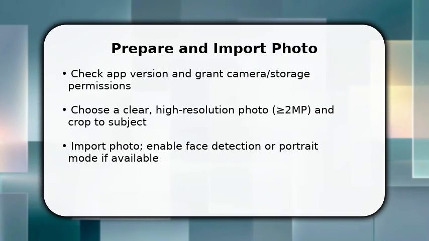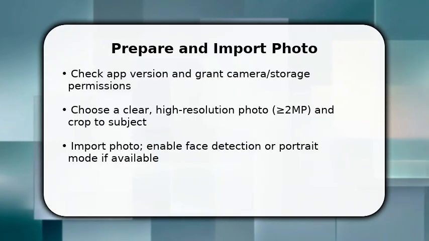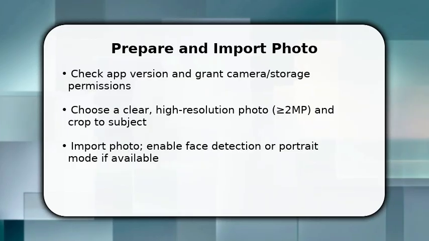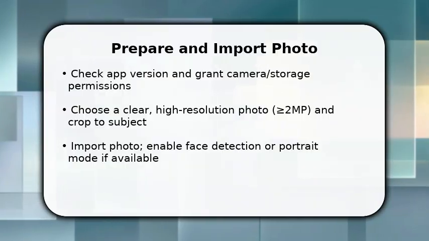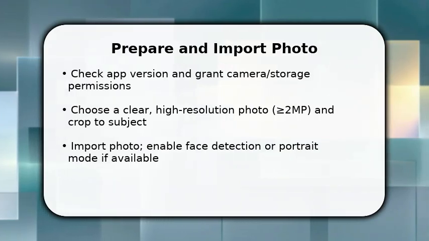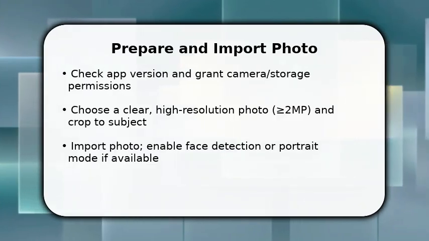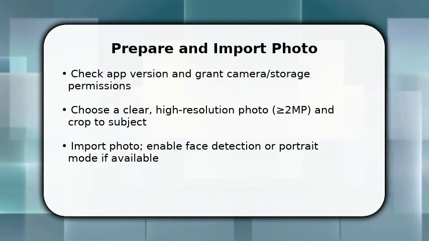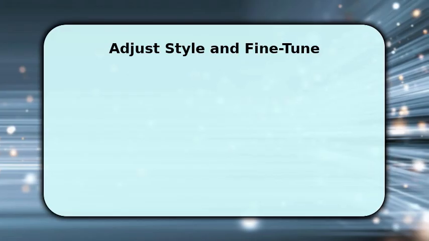You start by preparing the image and app so the transformation works reliably. Give the app camera and storage permission, then select a clear, high-resolution photo, aim for 2 megapixels or more, and crop tightly to the subject. This reduces background noise. Once done, import the image into the Anime app and turn on face detection or portrait mode if the app offers it. You do this to ensure facial features map correctly, and the app applies stylization to the intended area rather than the whole scene.